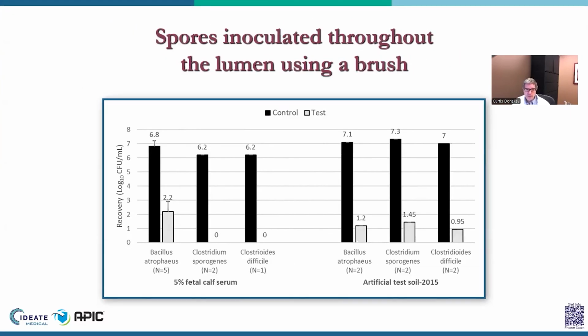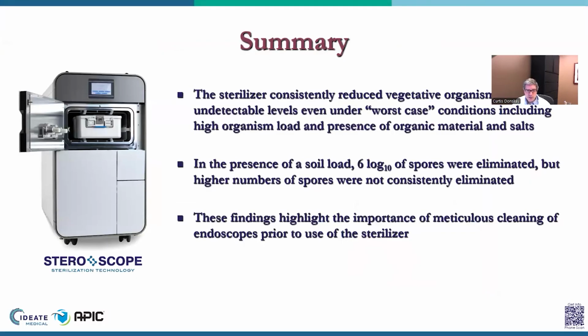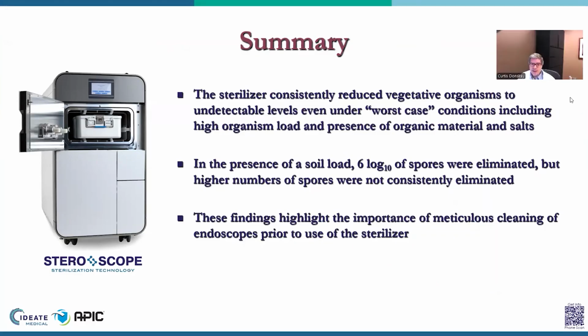And then here, finally, our greatest challenge: spores inoculated throughout the lumen using a brush. Once again, you see that with a high organism burden, we occasionally saw failure. With 6.2 and 6.2 logs of spores there were no failures. But when we had 6.8 to 7.3 logs recovered from the controls, we sometimes had low levels of failure with sterilization.